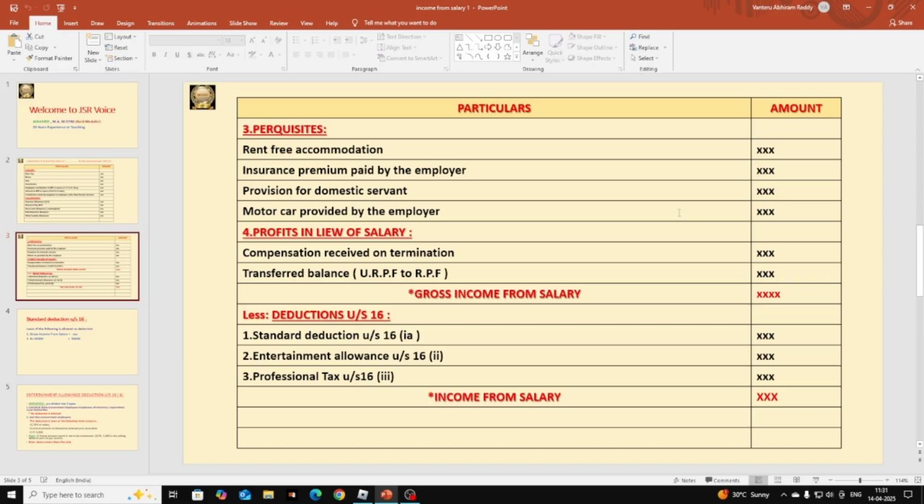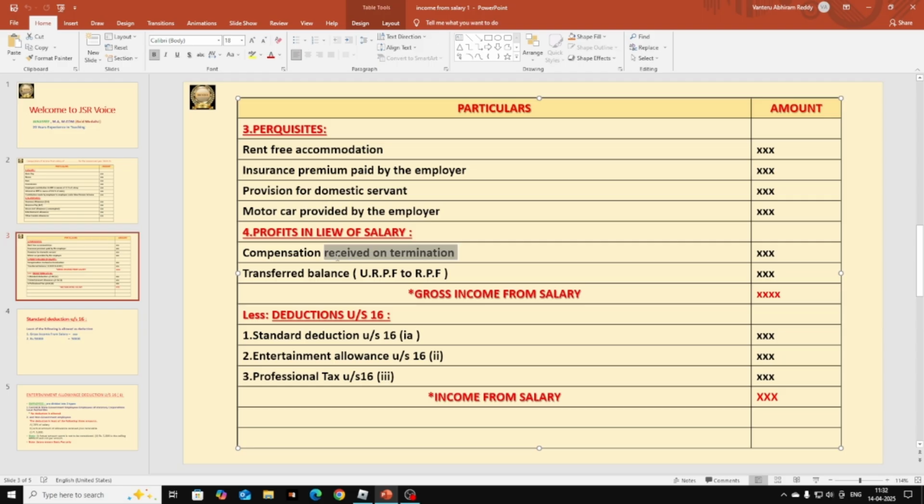Okay. And next one, fourth one is profits in lieu of salary. In most of the problems, you don't get any item under this. If you don't have any item in any question, you just put dash dash. But what items are going to appear here? Mainly two items, but these may not be given in any question. If you see those in any question, you have to record under profits in lieu of salary.